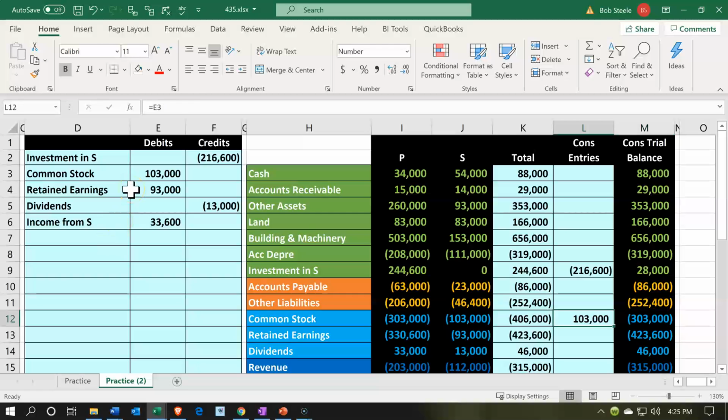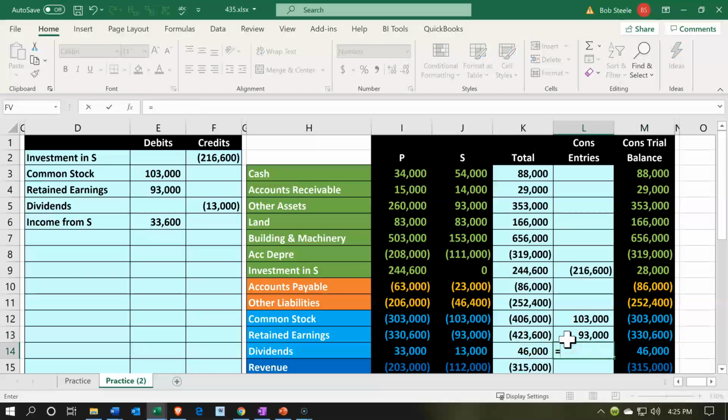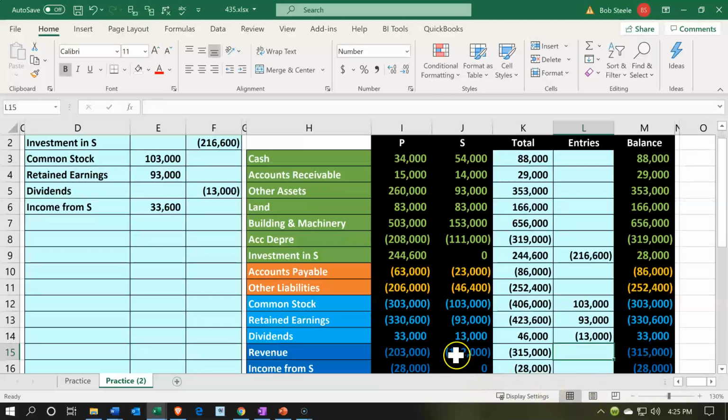Retained earnings, let's do the same thing for retained earnings, because it was fun with common stock, so it'll be more fun doing it to another one here. So for retained earnings, this is P's, this is S, there's the total, we remove S, bringing us back to P. Let's go on down to the dividends. The dividends for that 13,000, there they are. So we have the dividends for P, for S, the total, then we remove the dividends for S, bringing us back over to P.